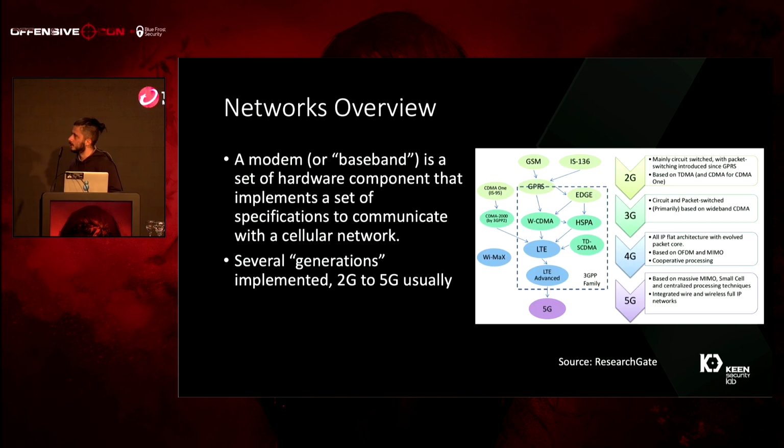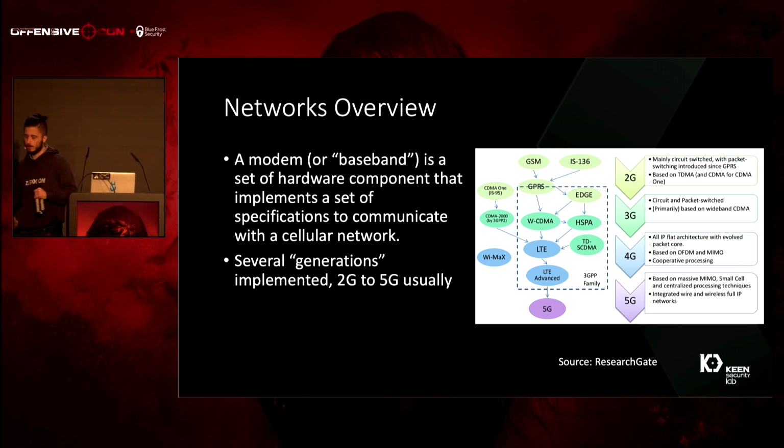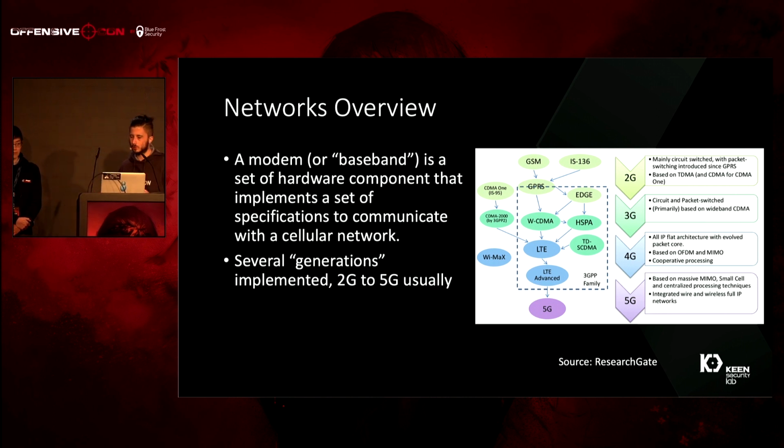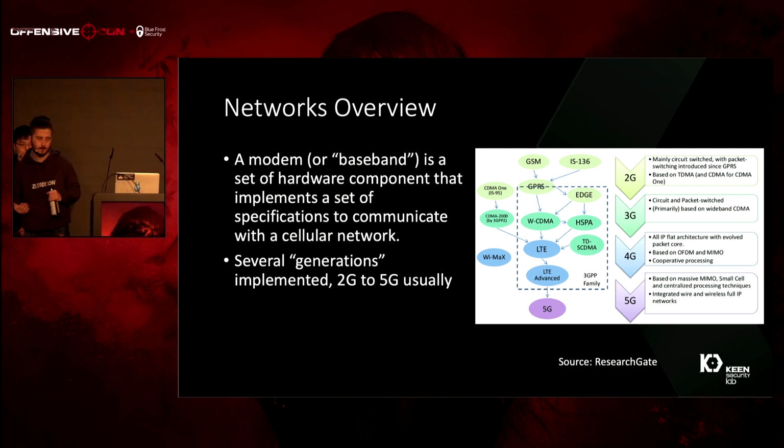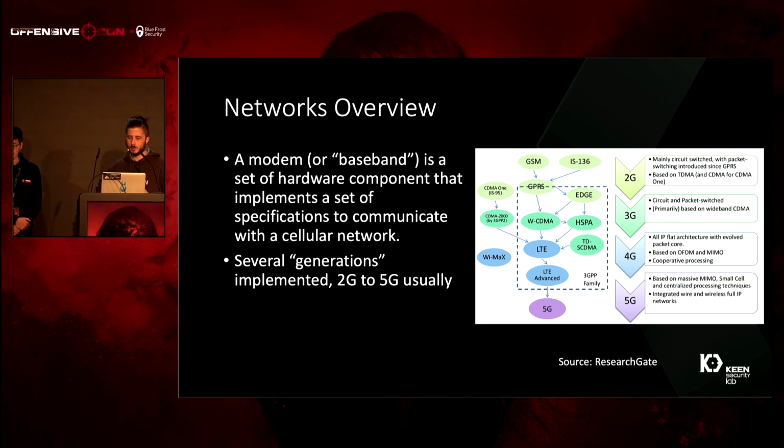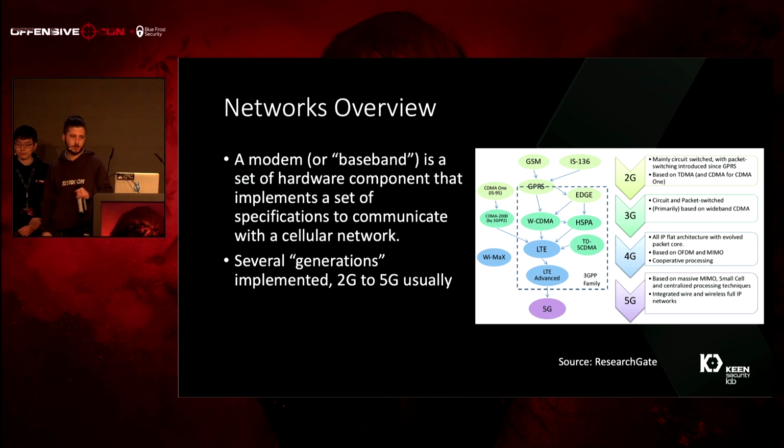So let's check the network really quick to get everyone up to speed. I know in the audience there are maybe people that took the baseband training, but still we have to cover a little bit the basics before checking the MediaTek baseband. What is a baseband or a modem? It's basically a set of hardware components which runs a firmware, and they implement a set of specifications conforming to a cellular network specification. So they have to do it in order to speak with the network and decode the messages. We have several generations of cellular network. They are commonly referred to as second generation or fifth generation.